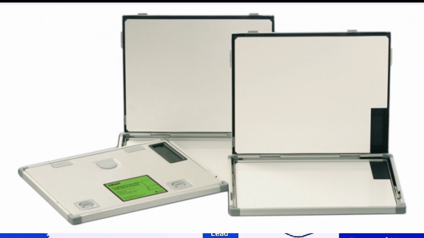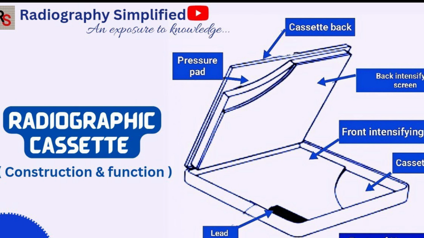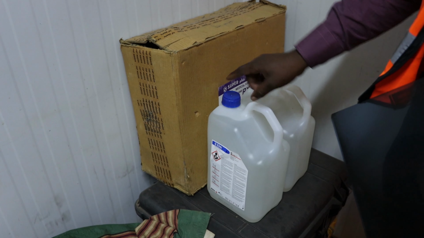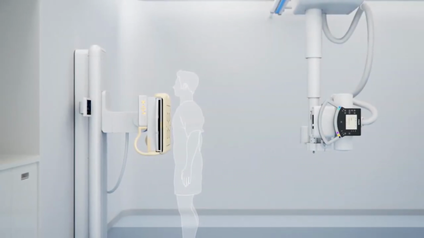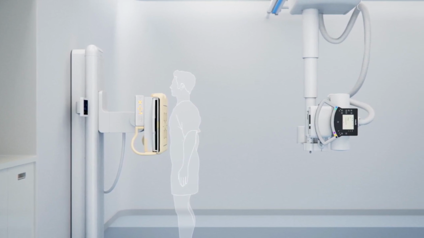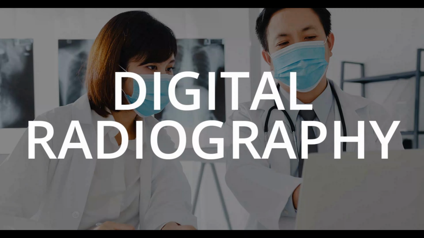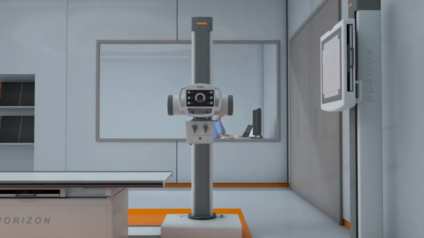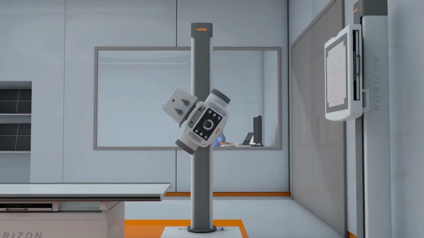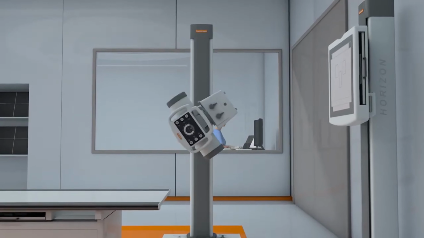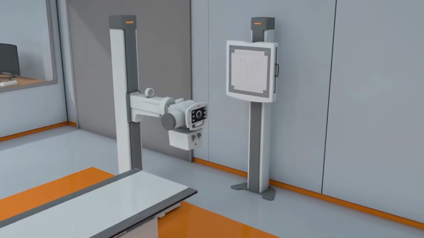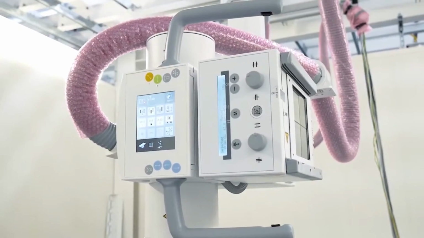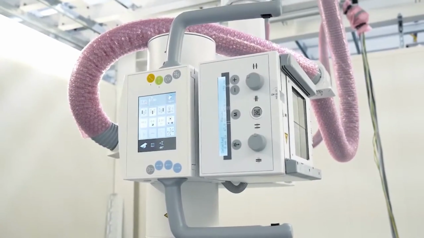This process requires the use of film cassettes and processing chemicals, making it more labor-intensive and time-consuming compared to digital systems. In contrast, digital radiography uses electronic sensors and computer technology to instantly capture and store images in a digital format, enabling easy manipulation and enhancing diagnostic capabilities.